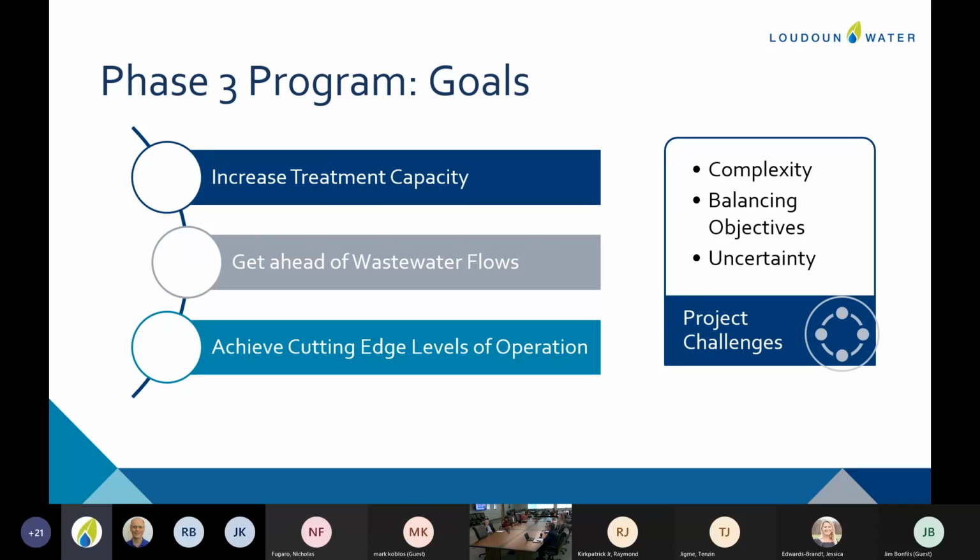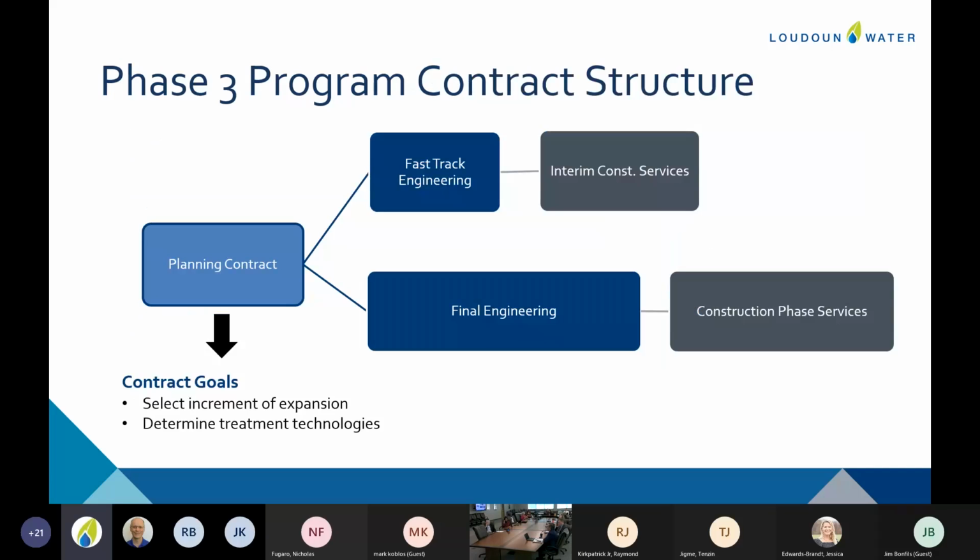But the major project challenges are the complexity of what we're looking at and managing the uncertainty when you make these long-term planning decisions. So in October of 2021, we were before both the CIP committee and then brought to the board the award of the contract for the Phase 3 expansion. And we're really calling this a program at this point because it's going to involve multiple steps. So at that time, it was awarded to Hazen and Sawyer that they would be the engineer through all of the Phase 3 expansion.